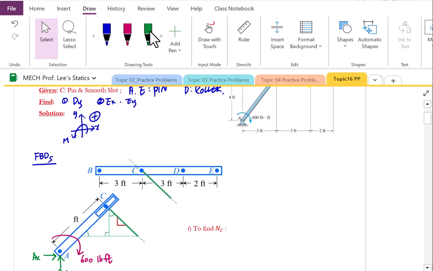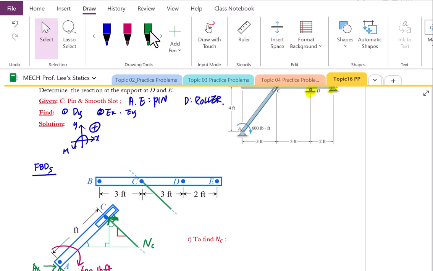Point C is a smooth slot, therefore normal to the surface. Normal to the slot surface is here. So therefore this must be normal. In terms of the direction, it can be towards C or outward from C. Let's start from this direction for the member AC. So that will be the arrow direction. Temporarily we will set it, but this we do know must be perpendicular to the slot surface. And then let's label this one as N of C.